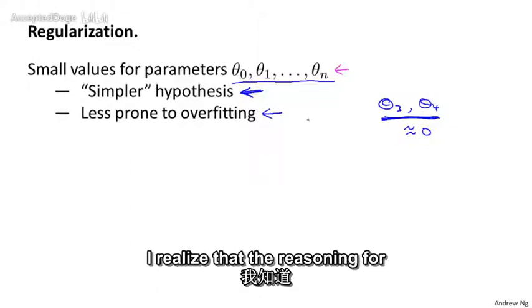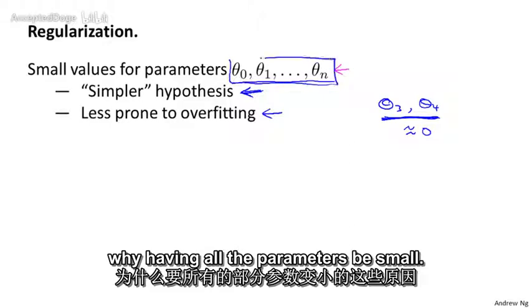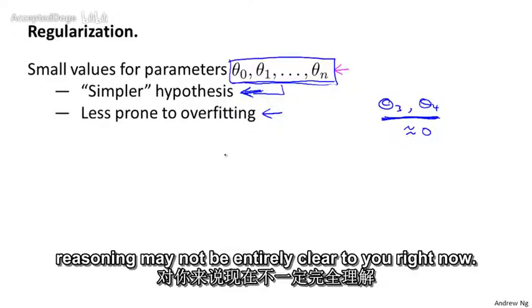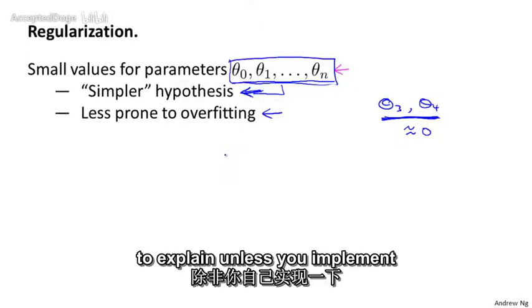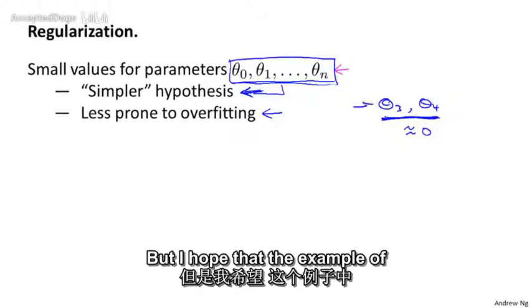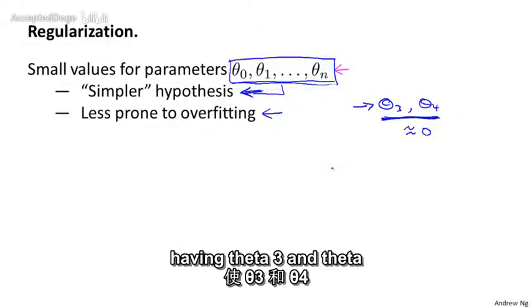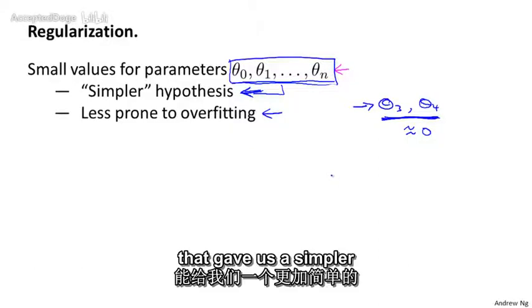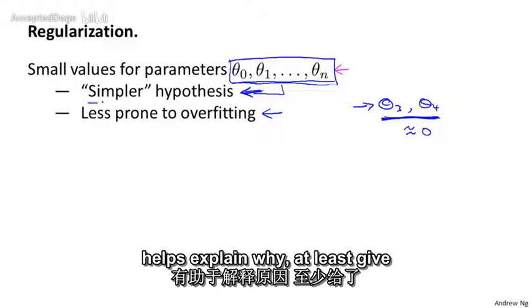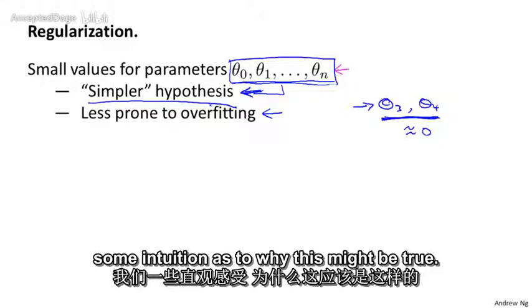I realize that the reasoning for why having all the parameters be small corresponds to a simpler hypothesis may not be entirely clear to you right now, and it is kind of hard to explain unless you implement it yourself and see it for yourself. But I hope that the example of having theta3 and theta4 be small, and how that gave us a simpler hypothesis, at least gives some intuition as to why this might be true.